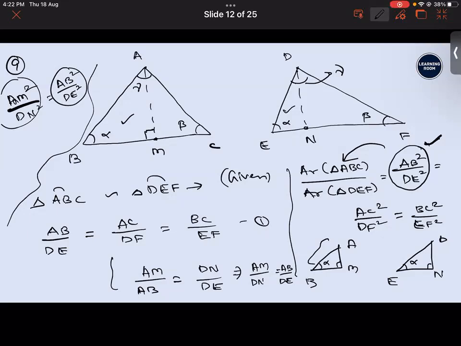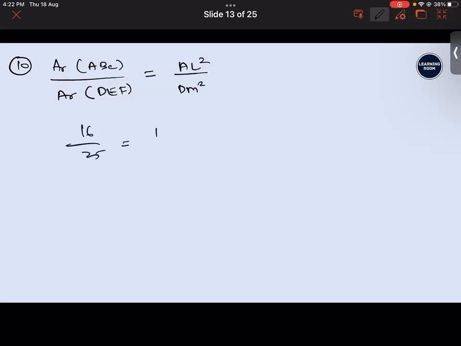Why? Because according to the previous problem, area of triangle ABC by area of triangle DEF is equal to AL square divided by DM square, the ratio of the squares of the altitudes. So 16 divided by 25 will be equal to AL divided by DM, the whole square, which implies AL by DM is equal to 4:5. That's it.